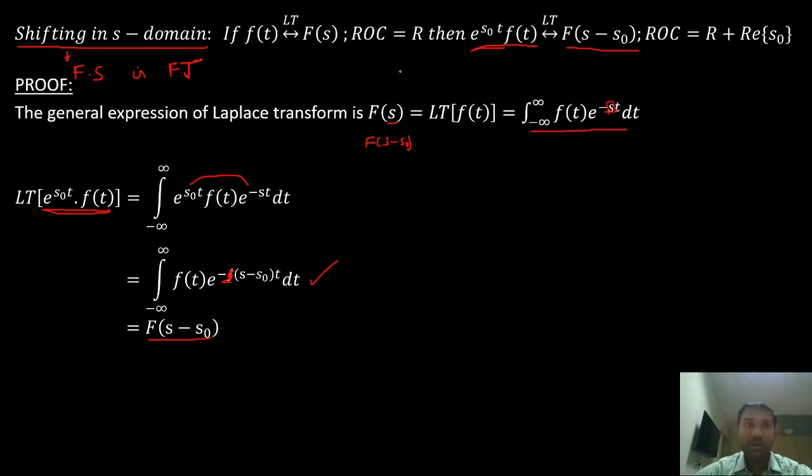So this is my shifting in s domain. So what does my shifting in s domain state? It states that e power s naught t multiplied with f of t will have a Laplace transform F of s minus s naught. That is the shifting in s domain.